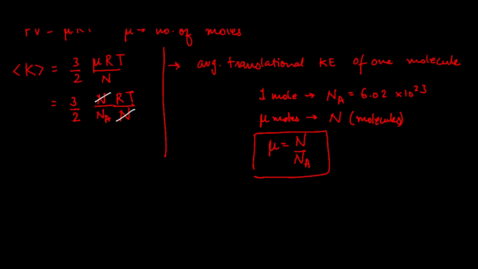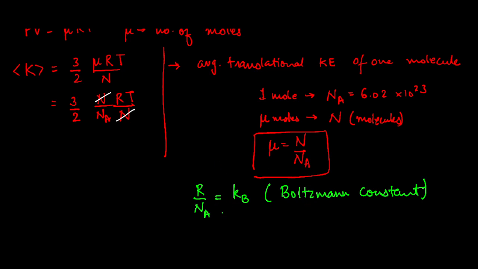Have you studied that in chemistry? R upon Na. You know what is R, correct? So R upon Na is called Kb, that is Boltzmann constant. Actually, Stephen Boltzmann constant, right? Never mind. Boltzmann constant is good enough. So this is Boltzmann constant, right?